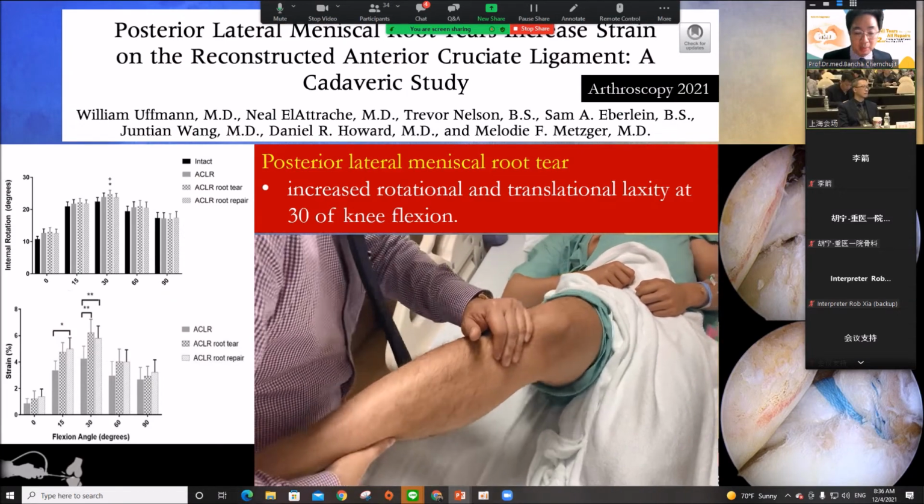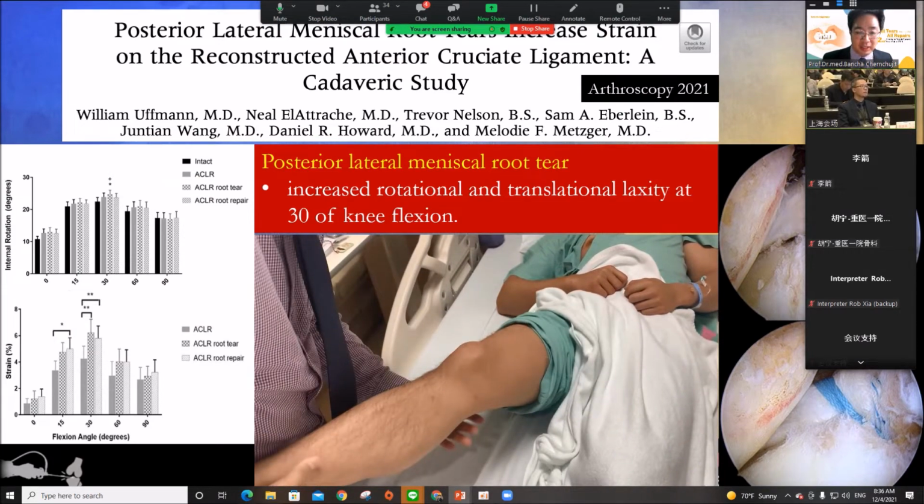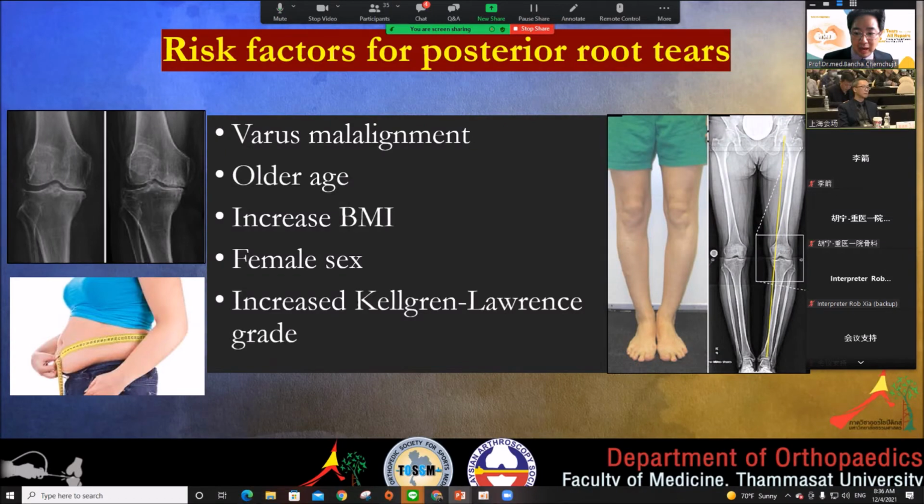So this is one of my patients. They have a lateral meniscus root tear. You find that the patient has more rotational instability, with a severe pivot shift test. So if you find a patient with a severe pivot shift test, think about a lateral meniscus root tear too. These are the risk factors of posterior meniscus root tear: varus malalignment, increased BMI, female sex, and high KL grading.